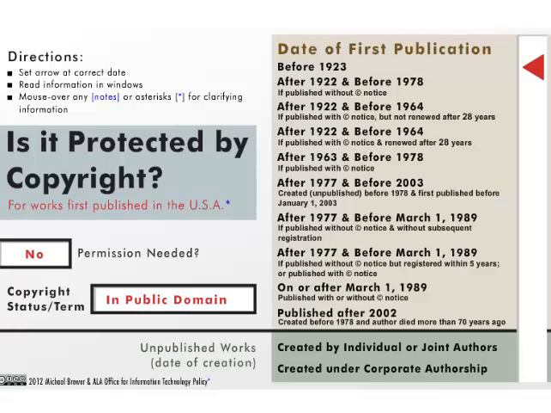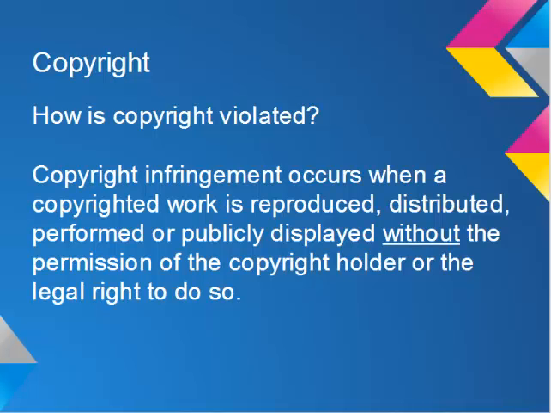Here's an example of a resource called the Digital Copyright Slider. Here you may be able to determine the copyright status of a work from the publication date. As you can see, anything before 1923 would be considered in the public domain. As you move the slider forward, you can determine what kind of permission may be needed for other works by publication date.